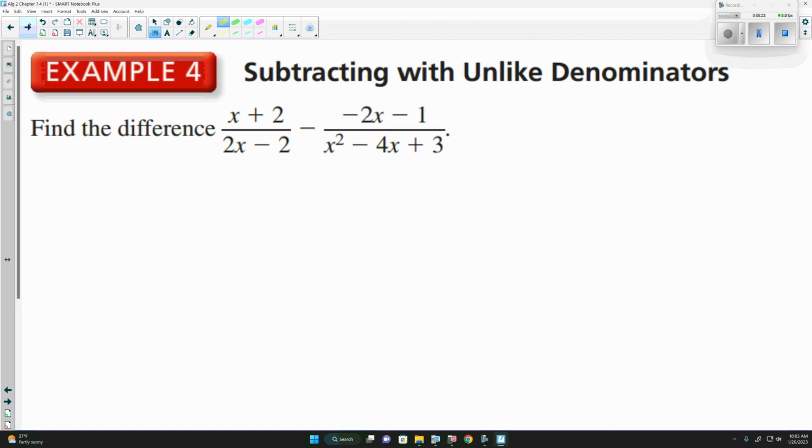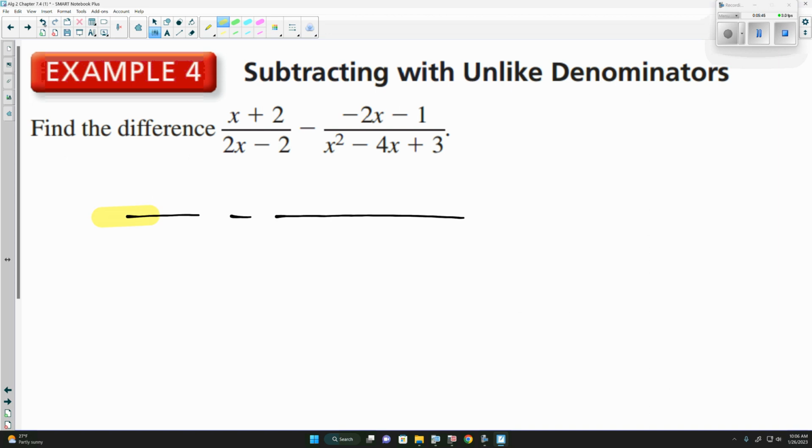This time we're finding the difference, so we're subtracting. Now we need to be careful, especially with the numerator of the second one when we do subtract, because the signs are going to change based off of that subtraction. Before we start subtracting, we're going to need to get the denominators to be the same.